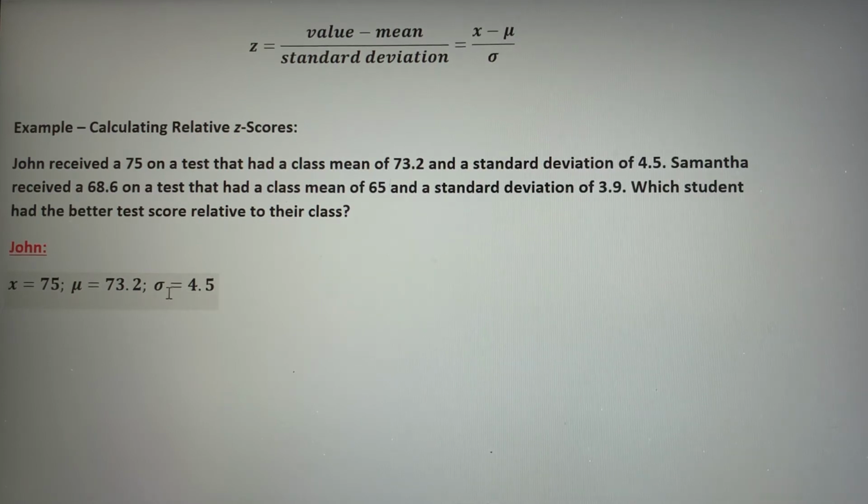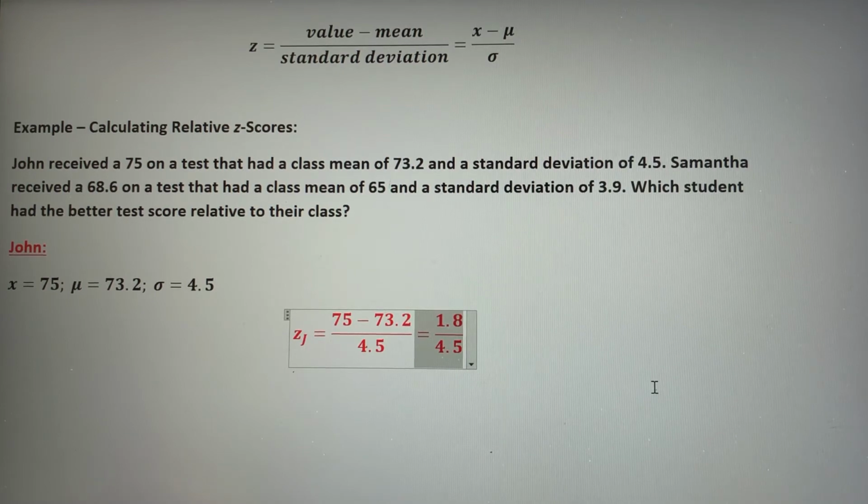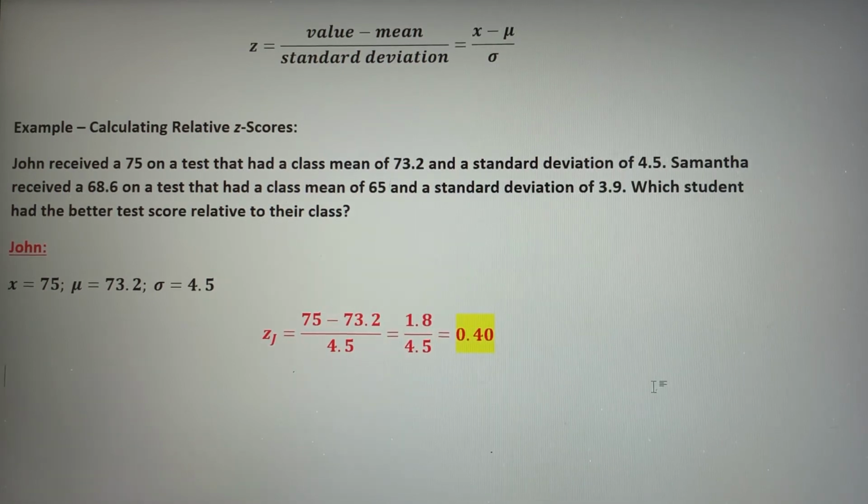So I want to plug these three values into my z-score formula here, and that's going to give me John's z-score for his test. So we plug those values in. So this is the z-score for John, 75 minus 73.2 divided by 4.5, which simplifies to 1.8 over 4.5, which gives John a z-score of 0.4.